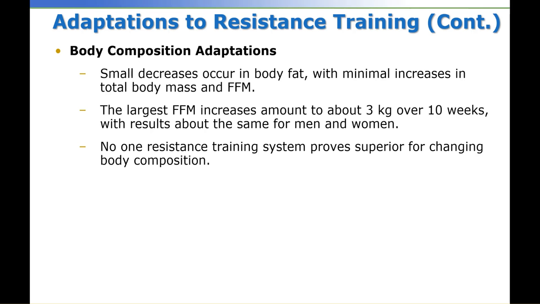So that's why it's imperative to have aerobic training and resistance training in your workout, so that you're firing on all cylinders, burning calories now and also having calories burn the next few days after, and increasing your fat-free mass after weight training. The largest fat-free mass increase is about 2 to 3 kilograms over 10 weeks. Results are about the same for men and women. No one resistance training system proves superior for changing body composition.